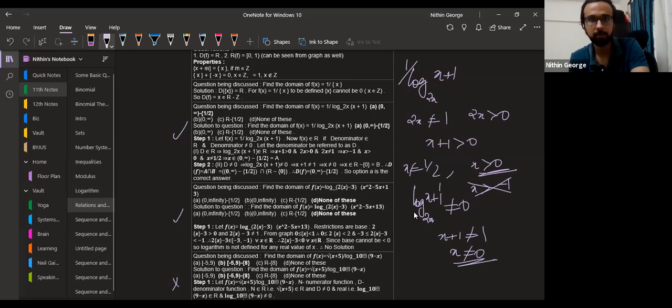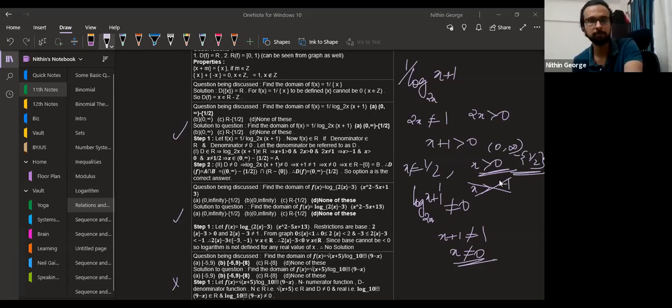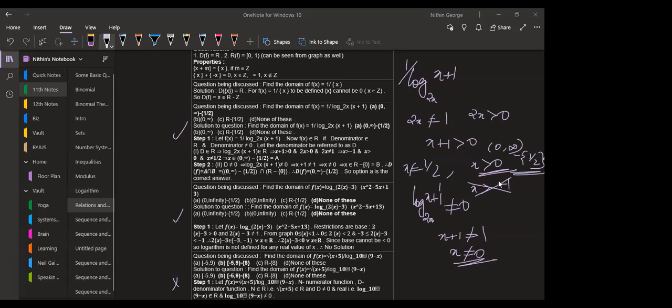So here x should not be 0 as well. So it can't take any value which is 0. So the answer will be 0 to infinity, because x should be greater than 0, and then half should be removed from it. That's the same answer you're getting. So is this the answer you're getting? Yes, sir. I did. The rest of you, what's up? Why so quiet?